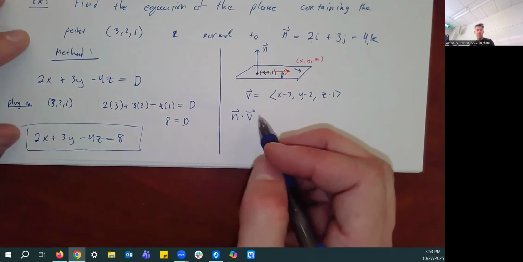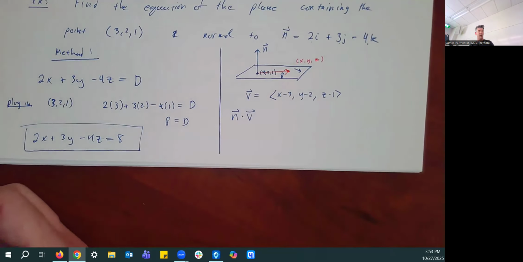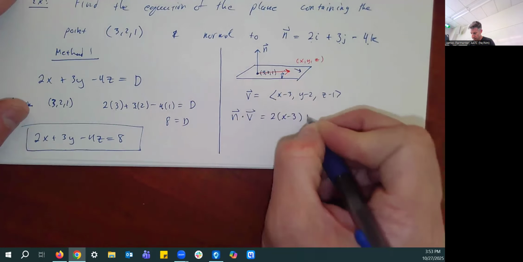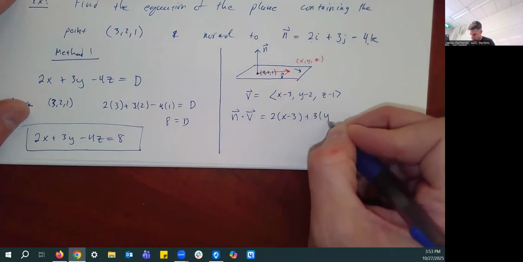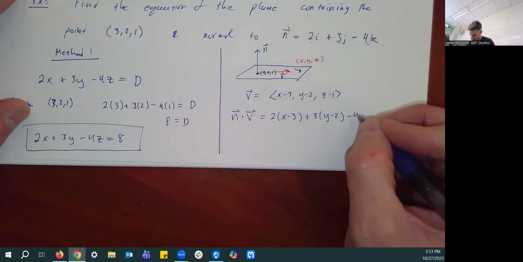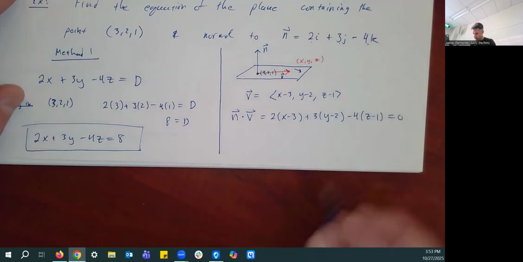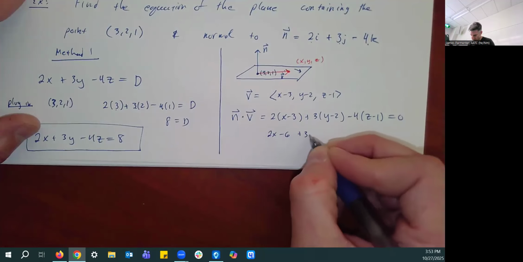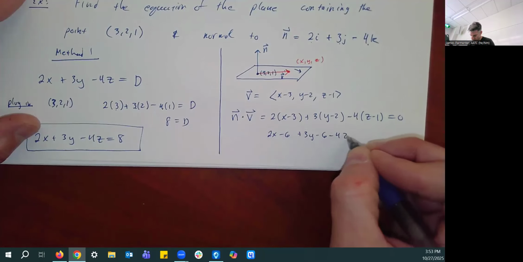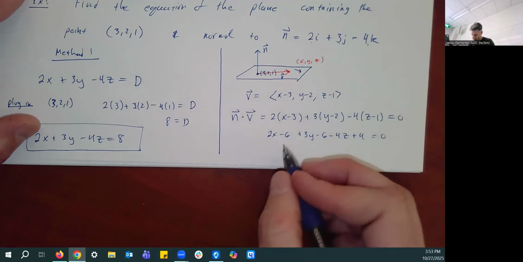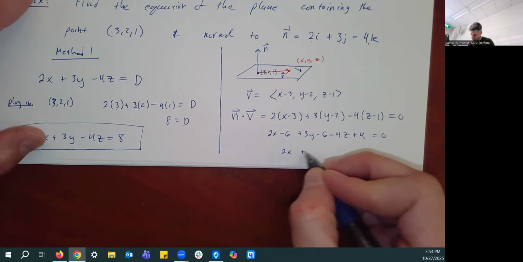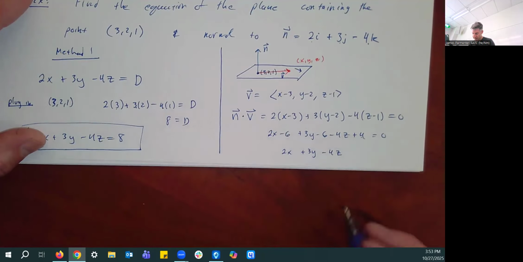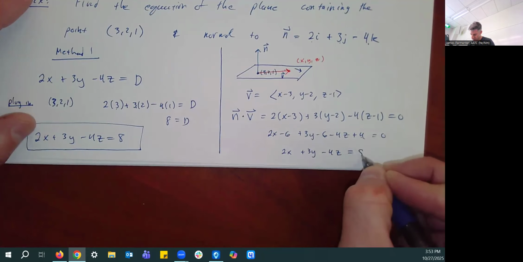But n dotted with v, well, we're just going to do it the usual way. We're going to multiply the components together. So it's going to be 2 times x minus 3 plus 3 times y minus 2 minus 4 times z minus 1 equal to 0. And if we re-express this, we have 2x minus 6 plus 3y minus 6 minus 4z plus 4 equal to 0. That's going to be 2x plus 3y minus 4z. Minus 6 plus 4 is minus 8. And if we add it over to the other side, it's the same equation.